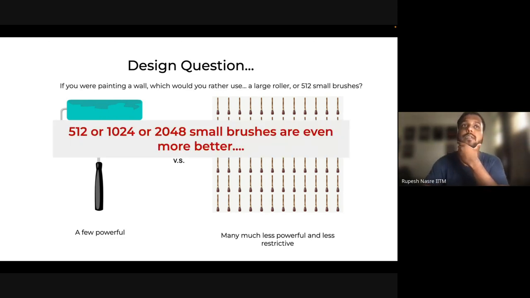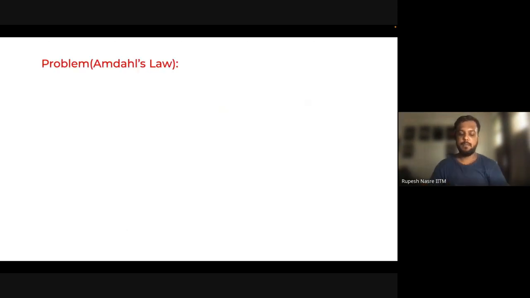So with this, 512 or 1024 or 2048 or even more brushes are better, right? So what we think is that having multiple cores or multiple threads is way better than having a single core, right? So with this, I have a problem for you to solve. Solve it live over here.